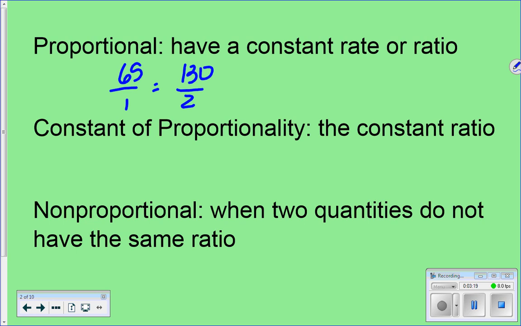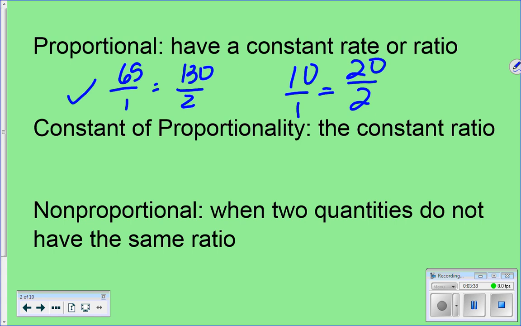So every 2 hours, I should go 130. In 3 hours, I should do what? So this is in proportion. Maybe I'll make it simpler. Let's say I go 10 miles in 1 hour. Well, in 2 hours, I should go 20 miles. That's an example of being in proportion.